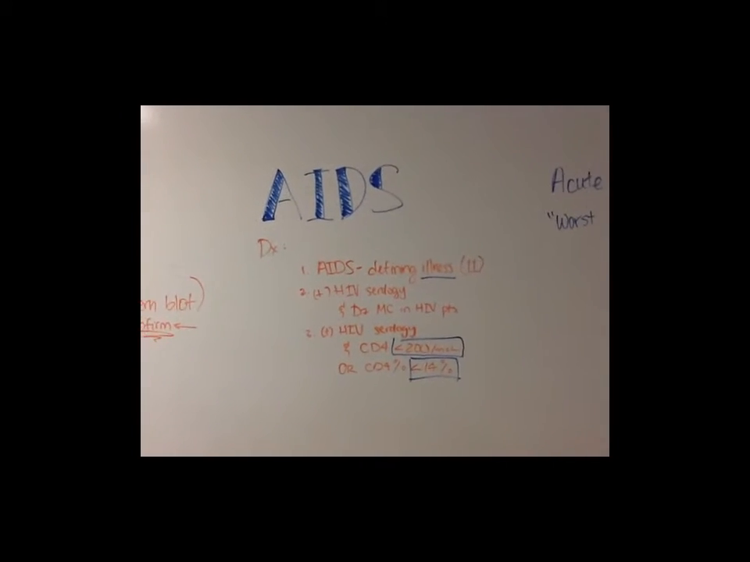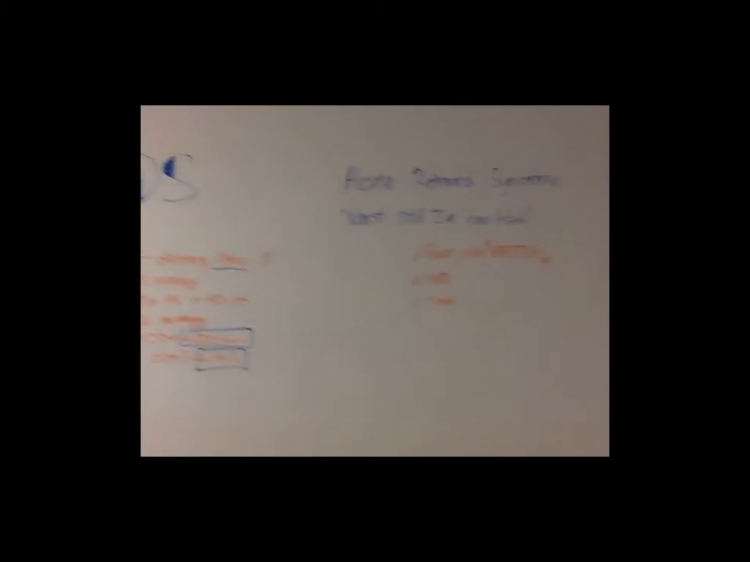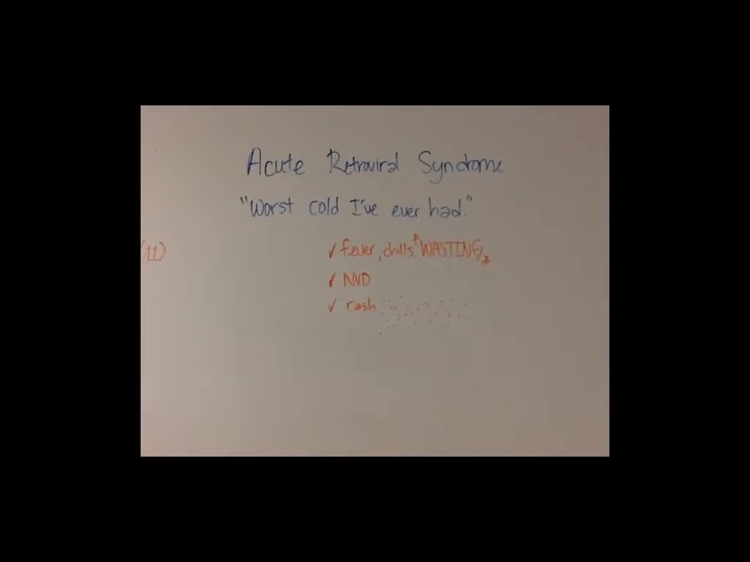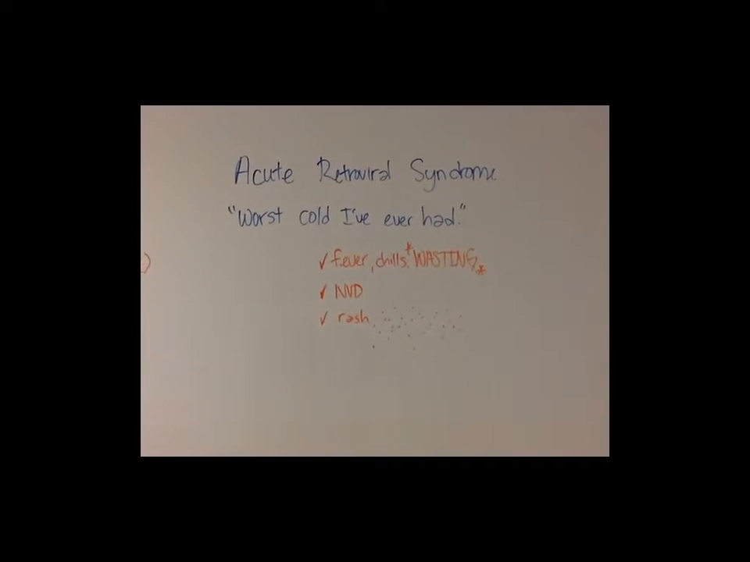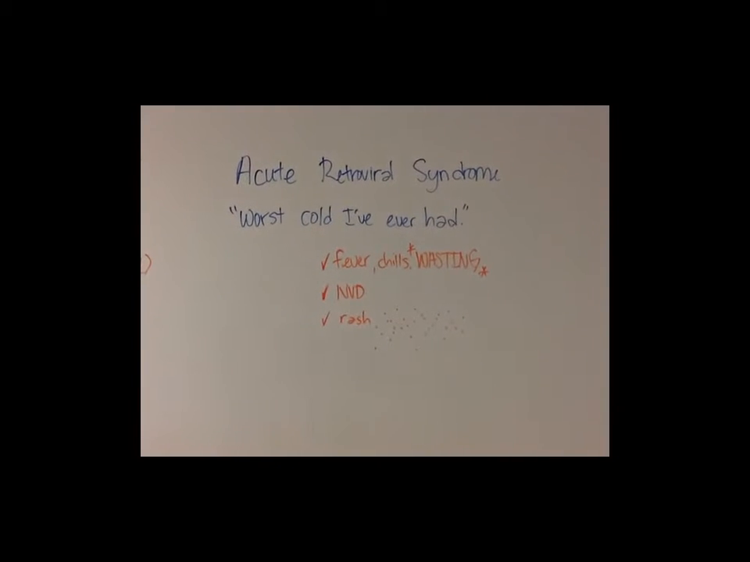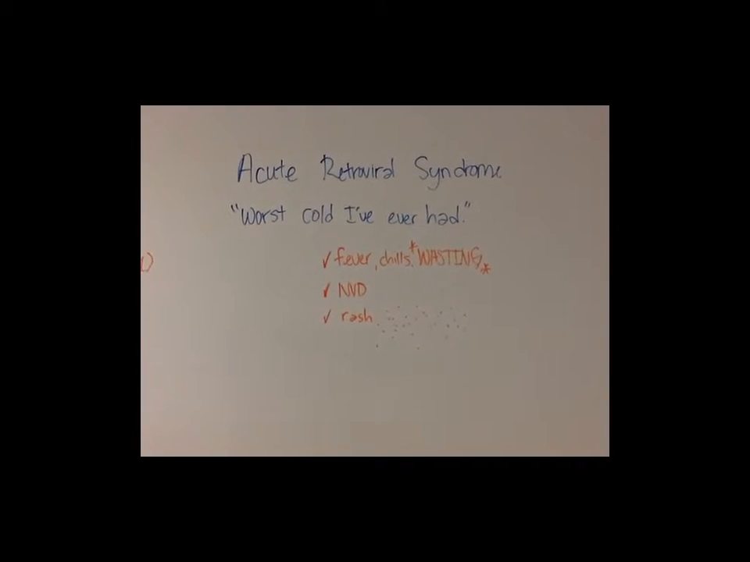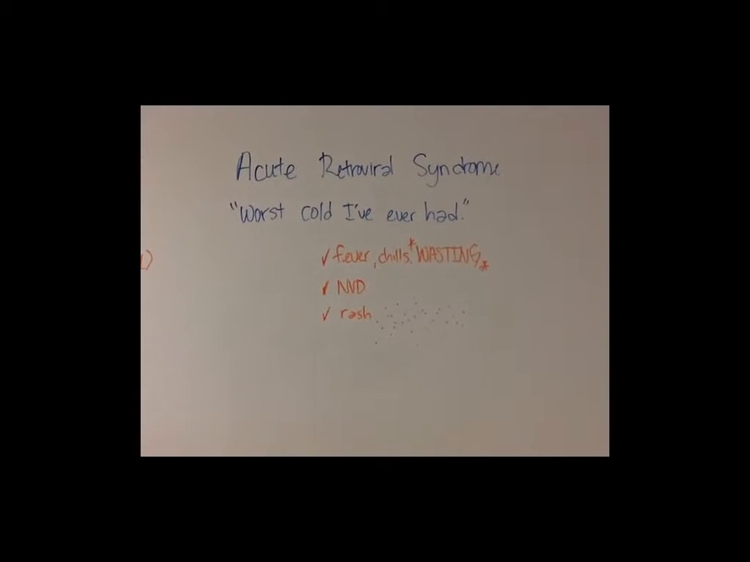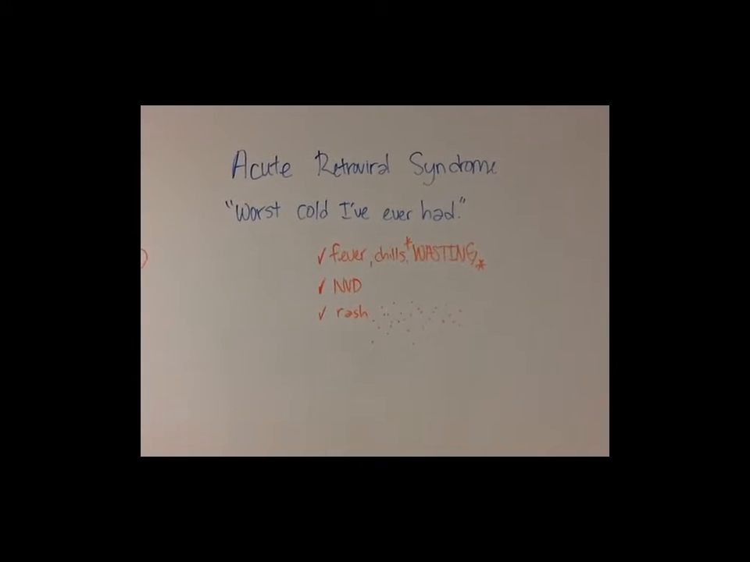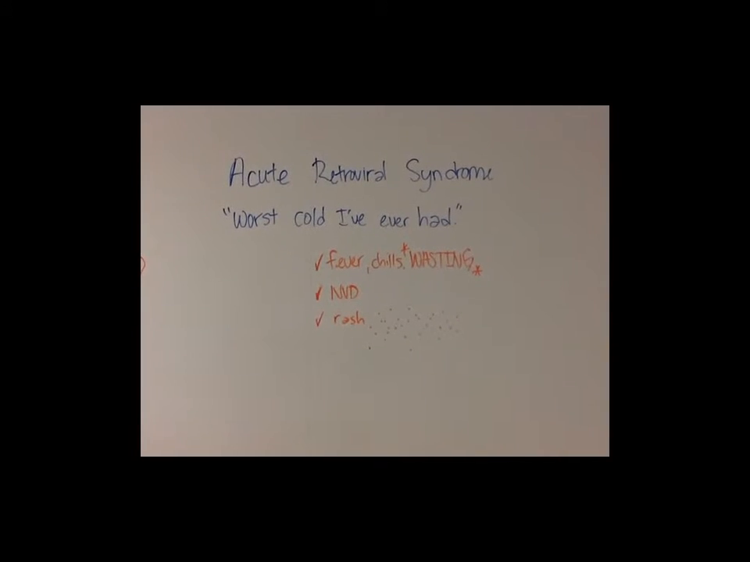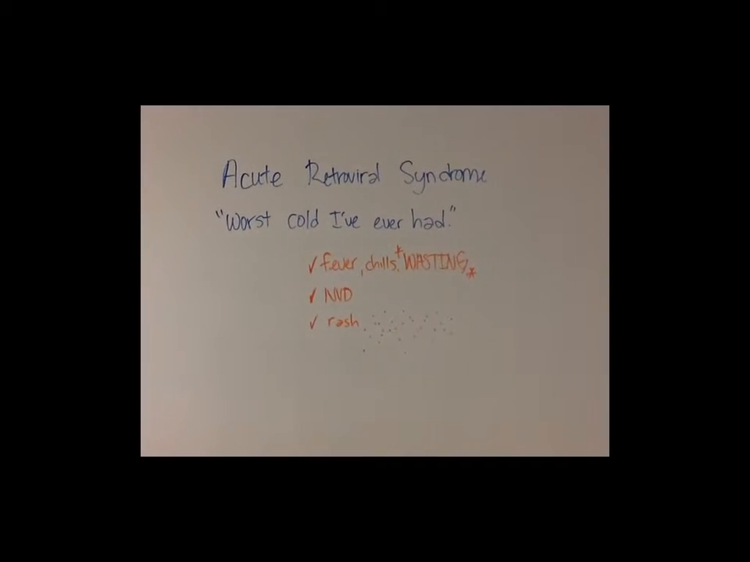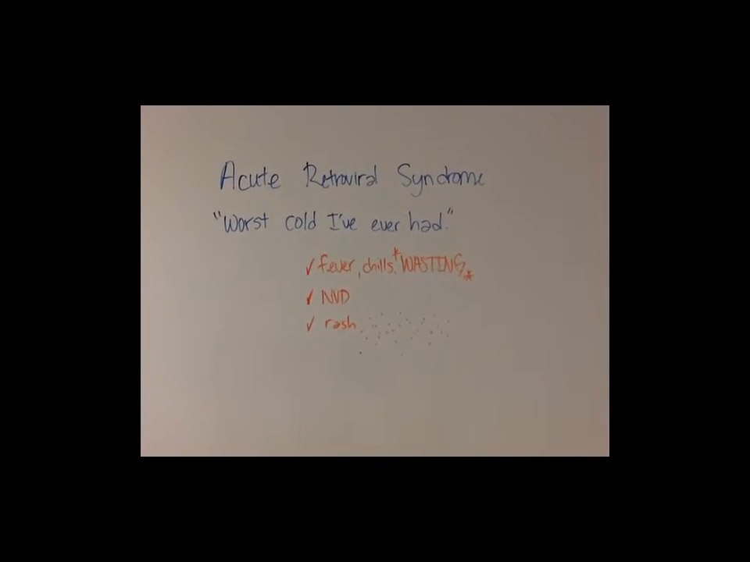When a patient first has AIDS, it usually presents as, quote, the worst cold I've ever had. This is called the acute retroviral syndrome. These symptoms last over 2 weeks. Fever, chills, wasting is a very distinctive characteristic, so they're losing a lot of weight unintentionally. They have nausea, vomiting, diarrhea, again over 2 weeks. They have a maculopapular rash.